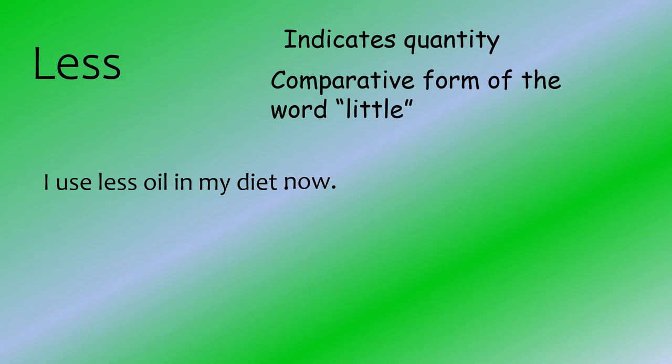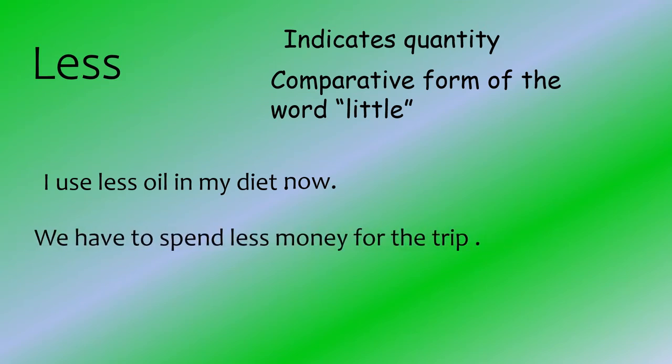I hope you understood both the points by now. We'll go for one more example. We have to spend less money for the trip. Money, of course, is an uncountable noun and we used the determiner less along with that in order to show a particular amount, a particular quantity or measurement. We have to spend less money for the trip.